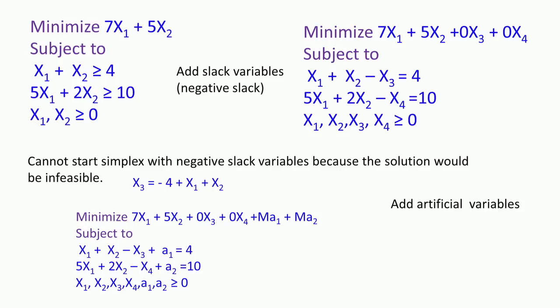Now, these inequalities are converted to equations by adding slack variables. Because we have a greater than or equal to constraint, we add a negative slack here, minus x3 with x3 greater than or equal to 0. And because we have this greater than or equal to constraint, we add a minus x4 with x4 greater than or equal to 0. So, after the addition of the two negative slack variables, we get these two equations.